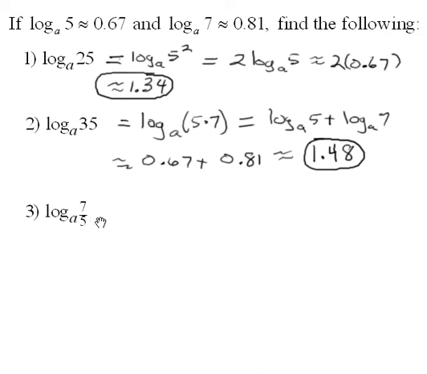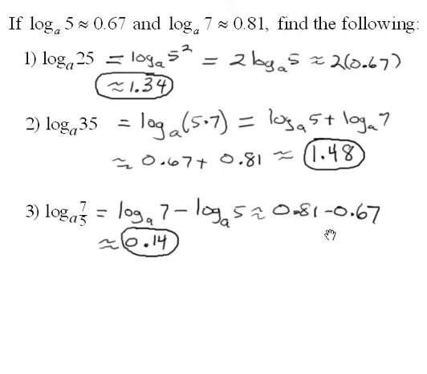Log of 7/5, that's pretty straightforward. Log of a fraction, logs turn division into subtraction. So that's going to be the log of the numerator minus the log of the denominator. Substitute in those approximate values. Log of 7 is 0.81. Log of 5 is 0.67. And notice I switched to my approximately equal sign. Subtract, we get 0.14.